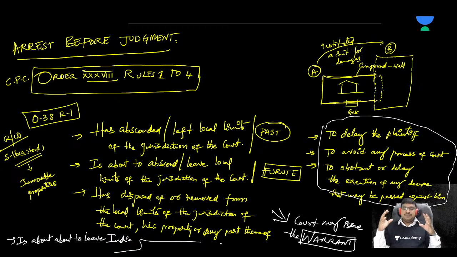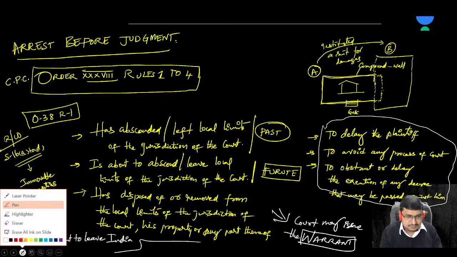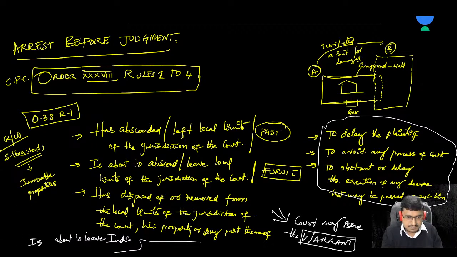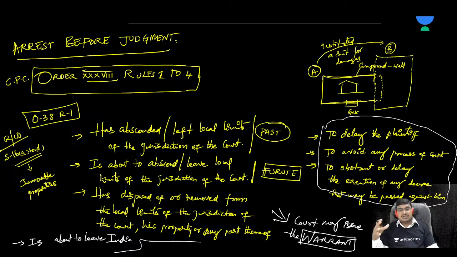The ultimate intention of the defendant, Mr. B, here in this case is to delay the plaintiff's just claim, to avoid any process of the court, to obstruct or delay the execution of a decree that may be passed against him, and he has absconded or left the local limits of the jurisdiction of the court, or he is about to abscond or leave the local limits of the jurisdiction of the court, or he is about to leave India, or he has disposed of or removed from the local limits of the jurisdiction of the court his property or any part thereof. Under those circumstances, the court may issue the warrant under Order 38, Rule 1.